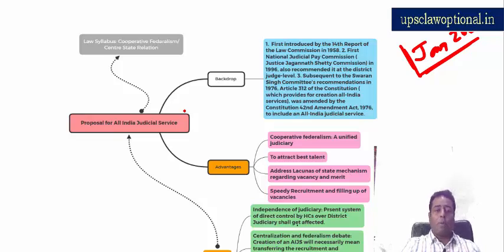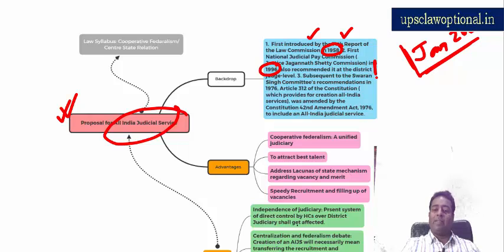So today the first topic, which we are hearing a lot about in the news channels and newspapers, is the proposal for the All India Judicial Service. Now this has been in the pipeline for a long time. It was first proposed by the 14th report of the Law Commission in 1958. The first National Judicial Pay Commission, that is the Justice Jagannath Shetty Commission, in 1996 also recommended the establishment of this All India Judicial Service for filling the vacancies of district judges. Subsequently, the Shetty Commission's recommendation, that is 1976, also recommended the All India Judicial Service.